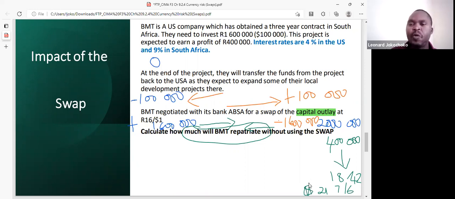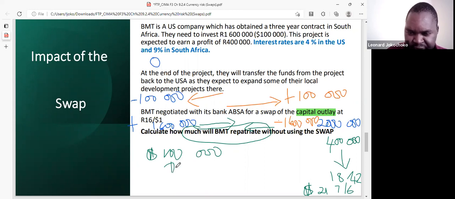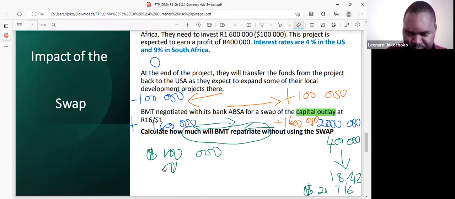So how much will BMT repatriate? BMT will be given back 100,000 by the bank. Then it will exchange its profit into 21,716. So I go and add my profit to the capital outlay. This means that the company will still be having 121,716.